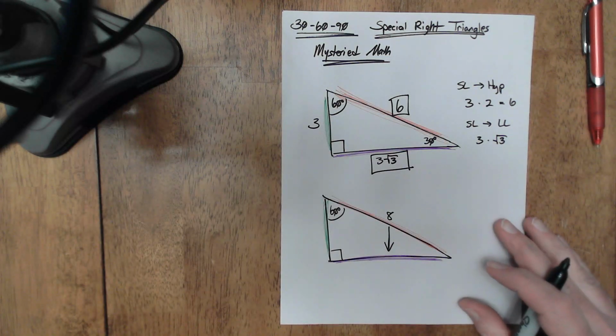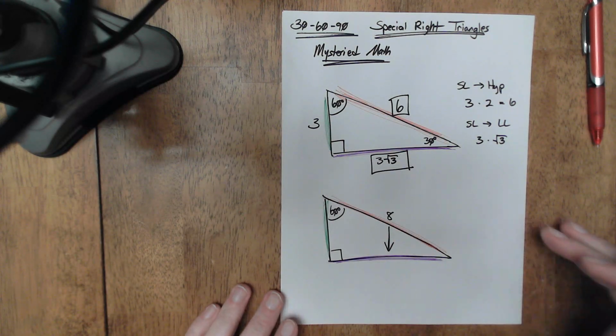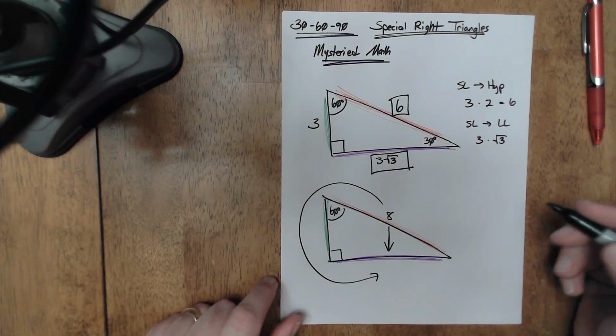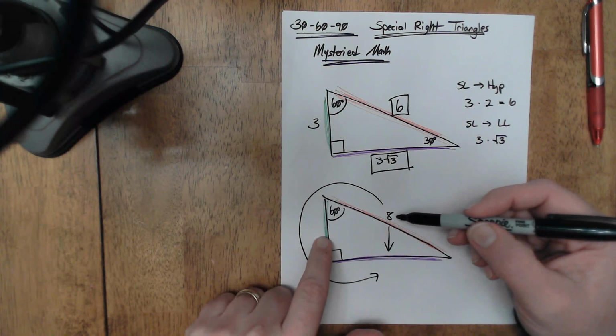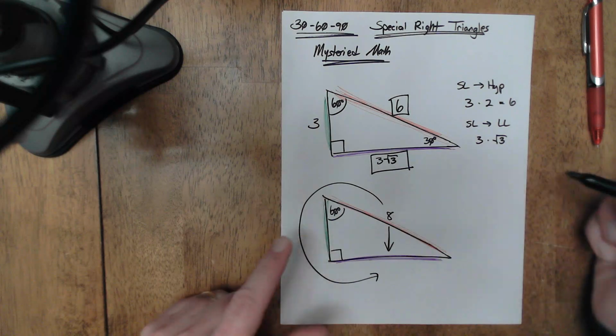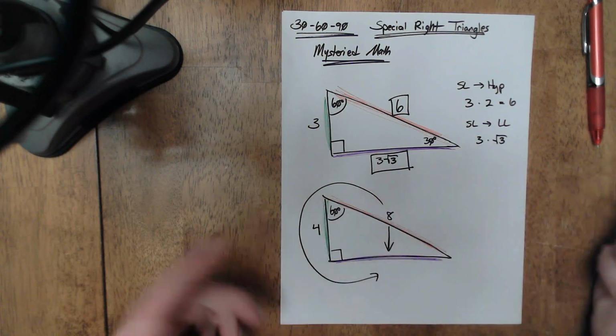There's an easier way. What I recommend instead is you go around in a circle. Just go around the whole triangle. To go from the hypotenuse to the short leg is really simple. You do the opposite of this. Instead of multiplying by 2, you divide by 2. So 8 becomes 4.